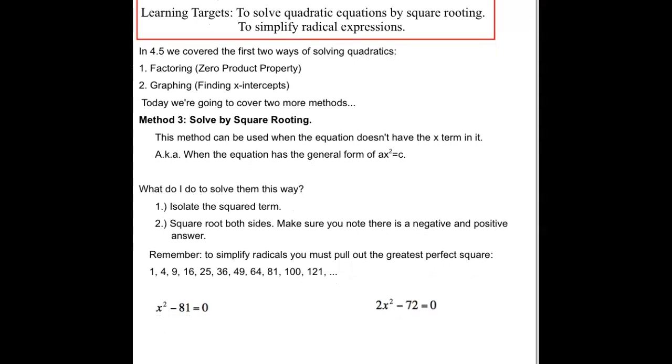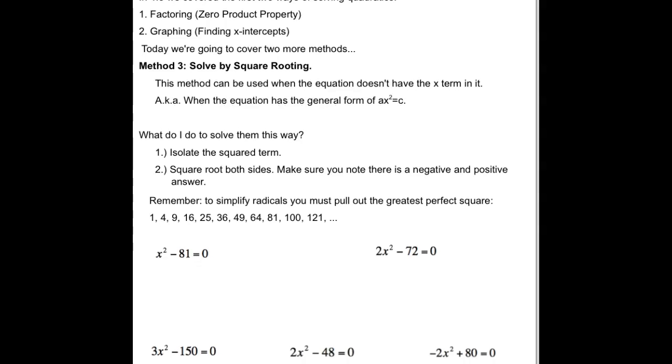In section 4.5 we covered the first two ways of solving quadratics, which was factoring and solving using the zero product property, and we also talked briefly about graphing and finding the x-intercepts. Today we're going to cover two more methods for solving. We're going to solve by square rooting, and then in our second half of section 6 we're going to look at the fourth method.